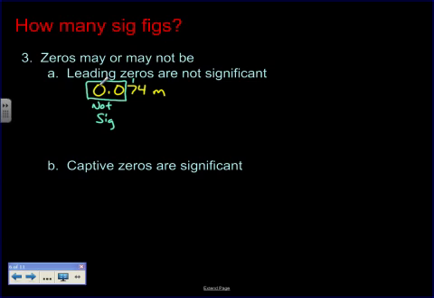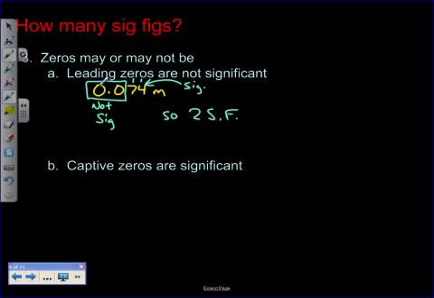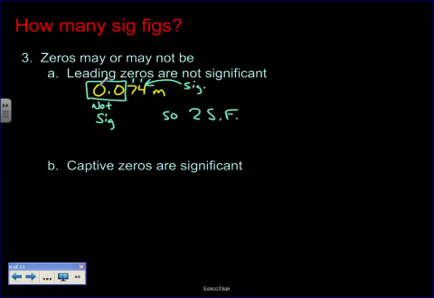Okay, as far as the significance, and we'll see where this goes to the calculators here in a minute. So we count the non-zeros, the 7 and the 4. Those are significant. So that means we have 2 sig figs in this particular problem. So 0.074 has 2 sig figs. The next part of that rule, where we're trying to figure out zeros that may or may not be significant: a leading zero is easy, never count.